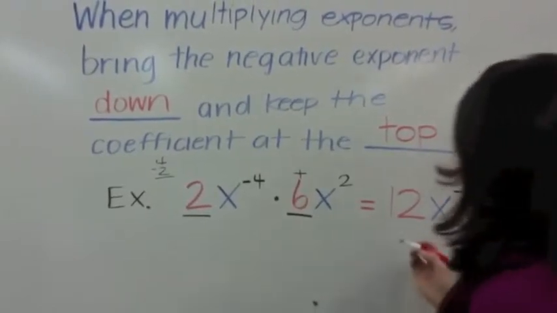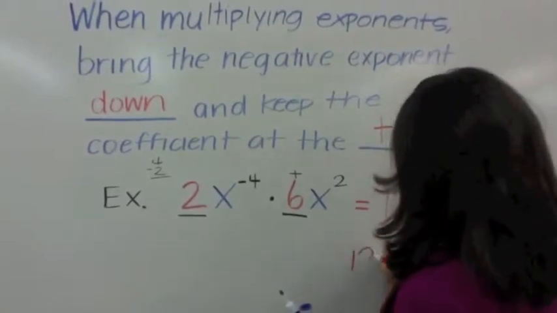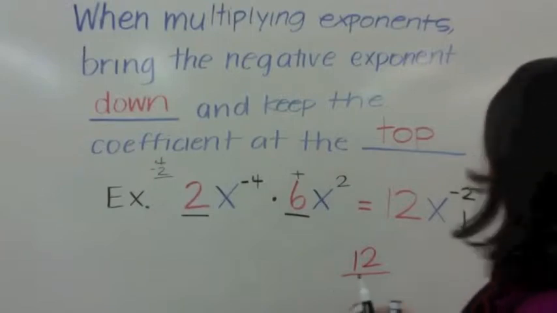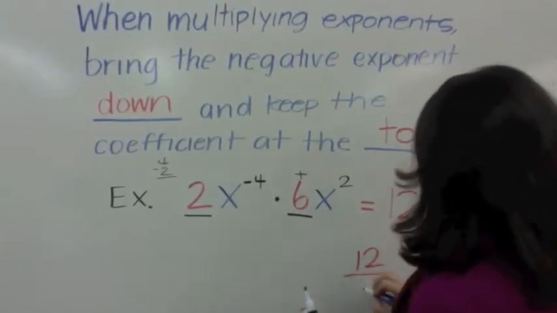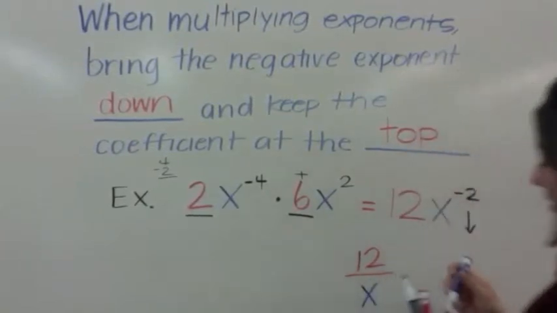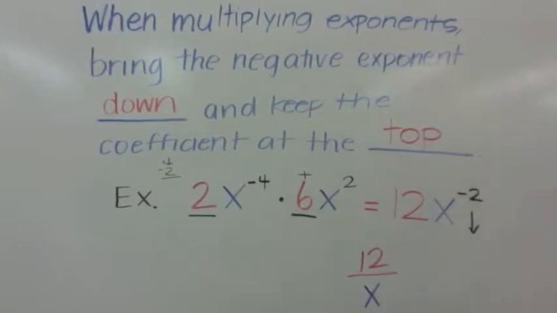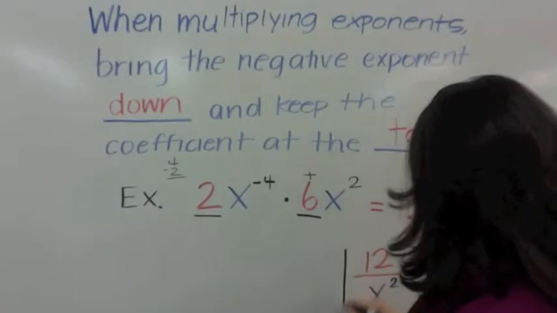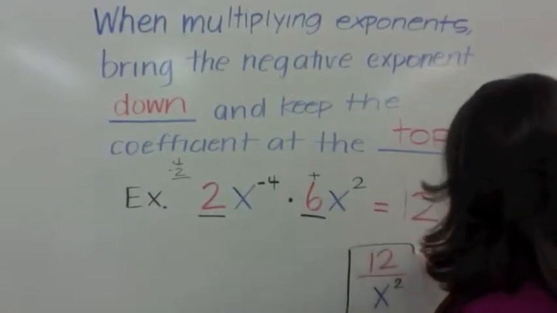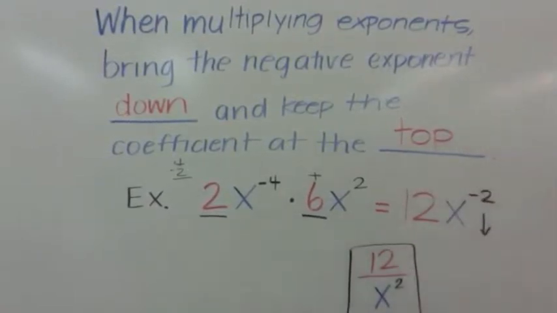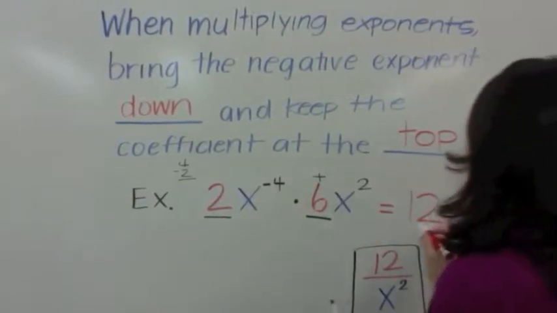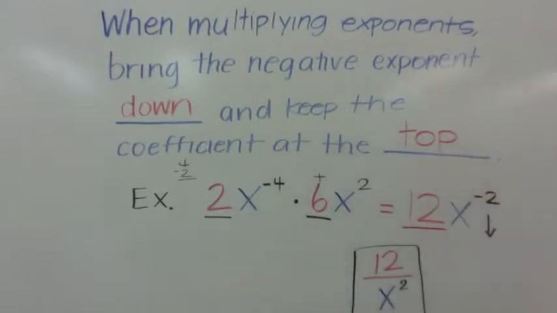So now the answer will be 12 over, what do you think? x to the power of, it was negative 2, but we brought it down to make it positive. So now it's 12 over x squared, or x to the power of 2. This is different because we're no longer putting it under the number 1. We're going to put it under the coefficient that we found when we multiplied.